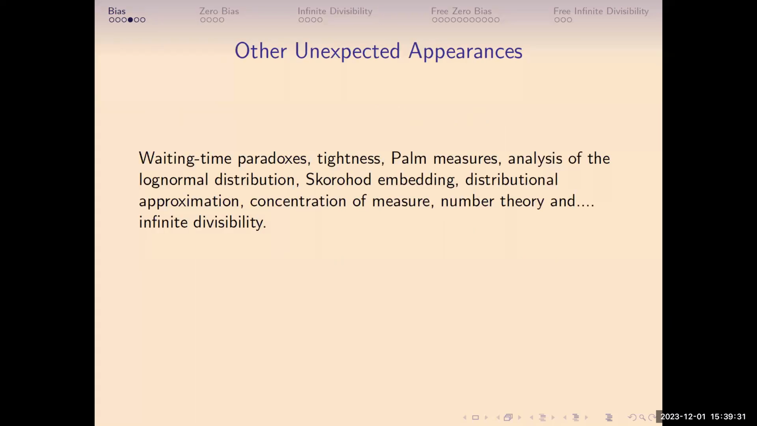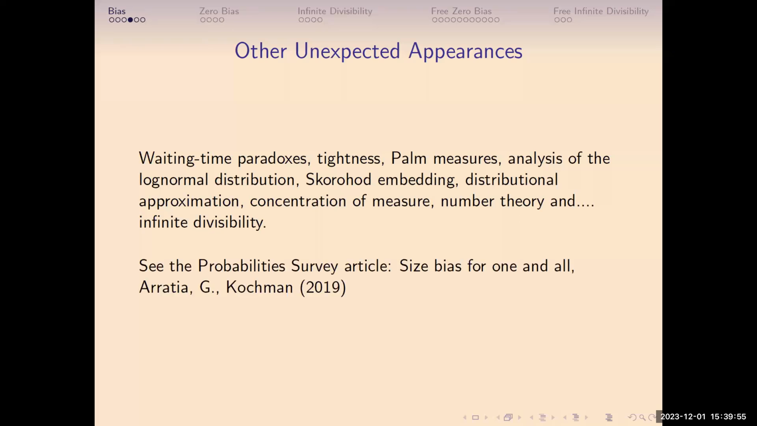Also, size bias makes a large number of other, perhaps unexpected appearances: waiting time paradoxes, tightness, Poisson measures, analysis of the log normal distributions, Stein's method, distributional approximation, concentration of measure, number theory, and today we'll talk about one of the final ones, infinite divisibility. All these topics and more, doing an advertisement, are covered in the following paper by myself, Richard Arratia, and Fred Kaufman, a 2009 Probability Surveys article, which has all these examples in there about the wonders of size biasing.